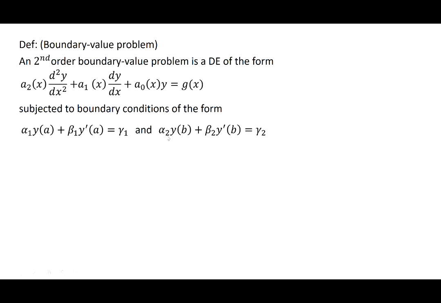And here, notice this one. While the first condition was stated at x equals a, this condition should not be stated at that same x value. Instead, it is stated at some b, x equals b. Again, some constant times the value of y at b plus some other constant times y prime's value at b should equal some number. This is how the boundary conditions should look.